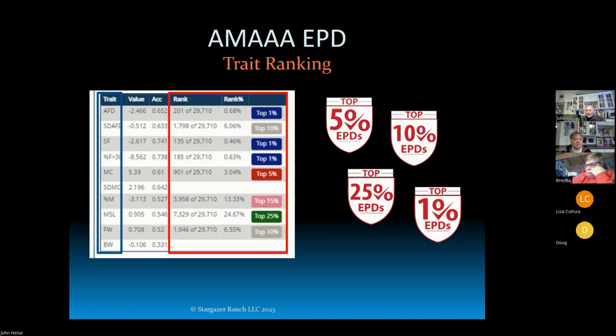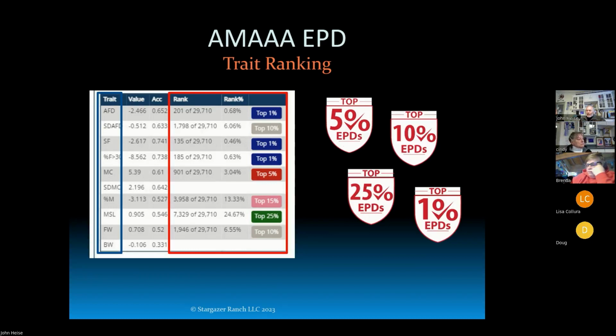I find ranking to be the most helpful part about EPDs because it's really never easy to use a trait value of minus 0.216 or whatever it may be. What does that mean for that trait? But if I know what rank it is, that automatically can give you an idea of how that animal can be used in a program.